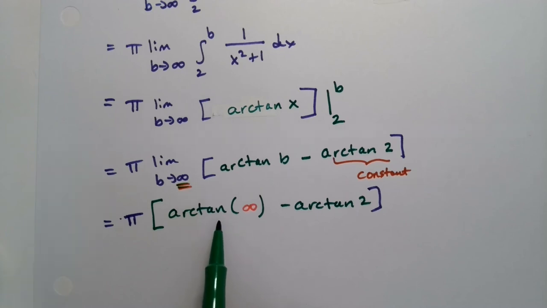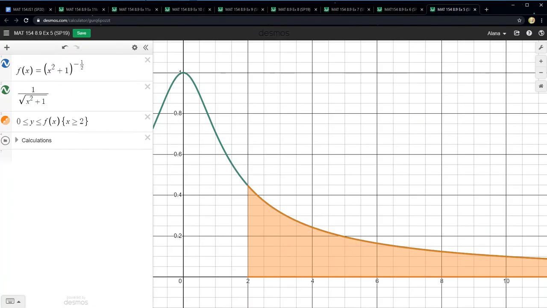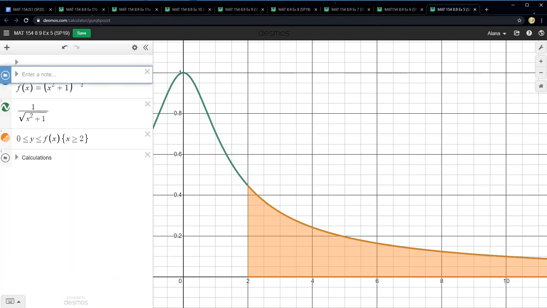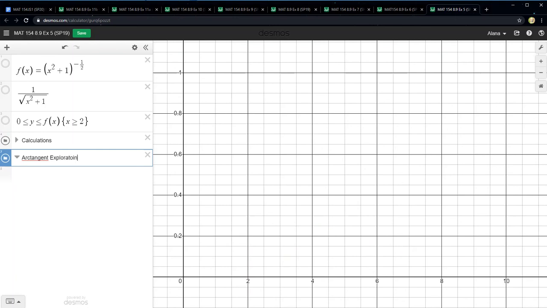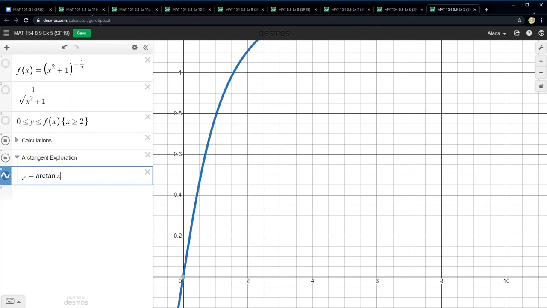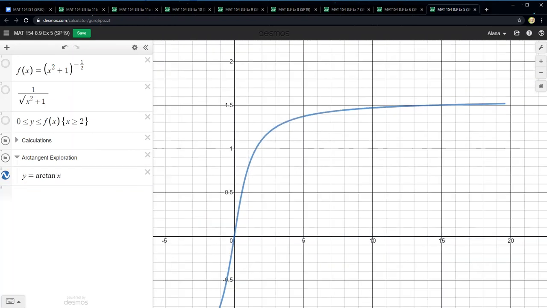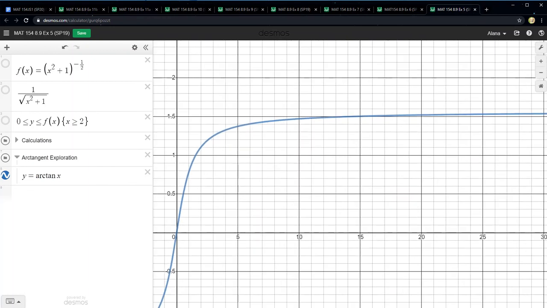All right, so let's go look at arctangent for a second, which I know we have in here, but we have this Desmos graph. I'm just going to turn off that graph for a second, and then I'm going to turn this on instead. Let's look at the arctangent exploration here. There you go. So let me graph y equals arctangent of x. That's what it looks like. So it's slowly climbing. Wonderful, marvelous, right?